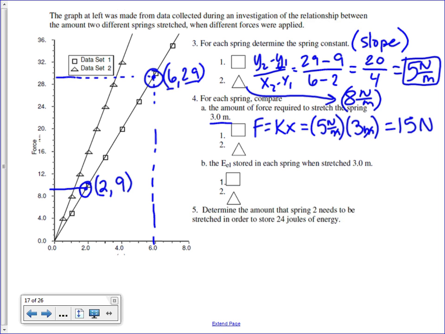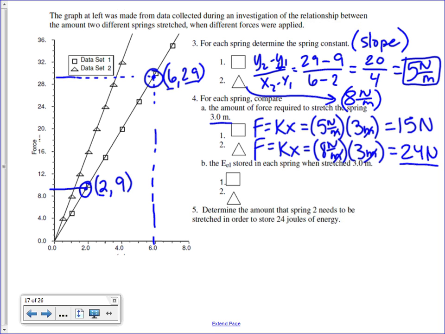What about the triangle one? Well, F is equal to k times x. The k value for the triangle spring is 8 newtons per meter, and stretching that 3 meters, canceling out the meters, will give 24 newtons. So you can see it takes more force to stretch out the one that has the higher spring constant.